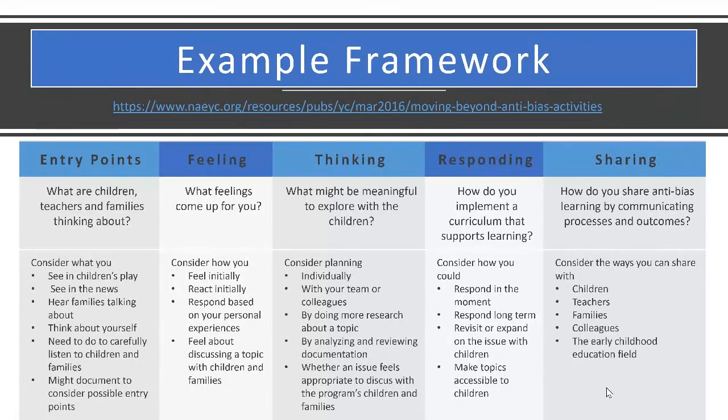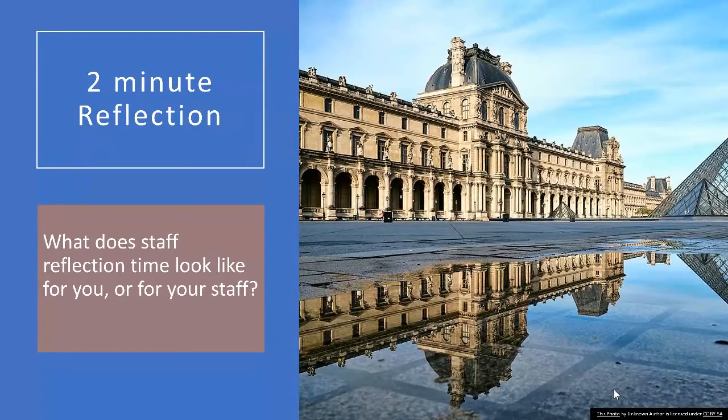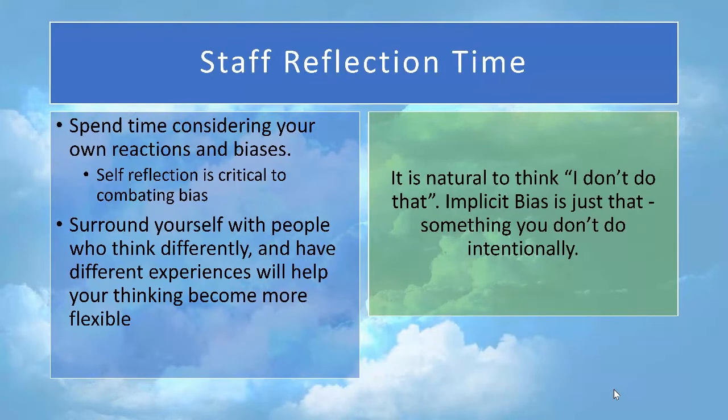A guiding framework that works for your center and staff can be helpful. This example is from the NIAC website and can be used as a jumping-off point. A key element to partner with anti-bias efforts is staff reflection time. Take a couple of minutes to pause the video and think about what staff reflection time looks like for you or for your staff. In thinking back to our previous discussions about implicit bias, staff self-reflection time is a great opportunity to reflect and consider how implicit bias can show up in your work.